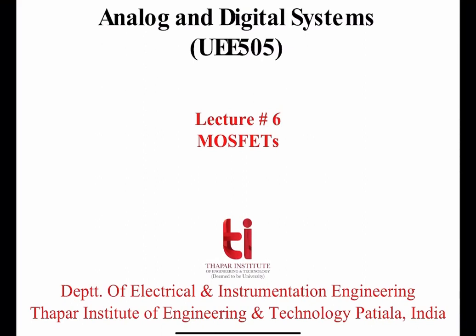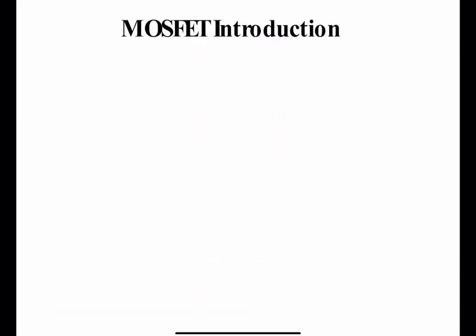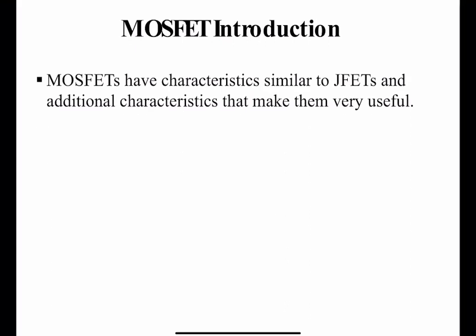In this lecture we will cover the metal oxide semiconductor field effect transistor in detail. First is the introduction of MOSFET. MOSFET has some characteristics similar to junction FET, but it has some additional characteristics, such as very high input impedance and low output impedance, that make them very useful.